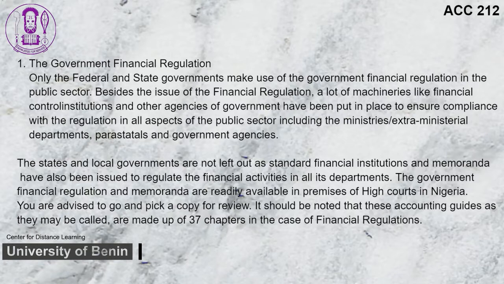The Government Financial Regulation and memoranda are readily available in premises of high courts in Nigeria. You are advised to go and pick a copy for review. It should be noted that these accounting guides, as they may be called, are made up of 37 chapters in the case of financial regulations.